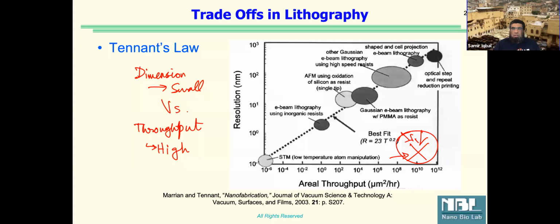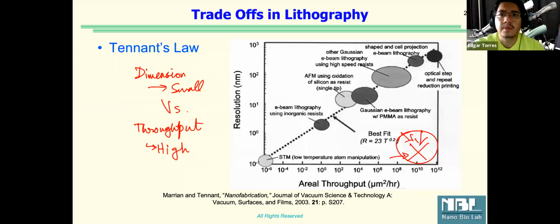Hector, what does it mean to be on the right side, in the lower corner, on this plot?